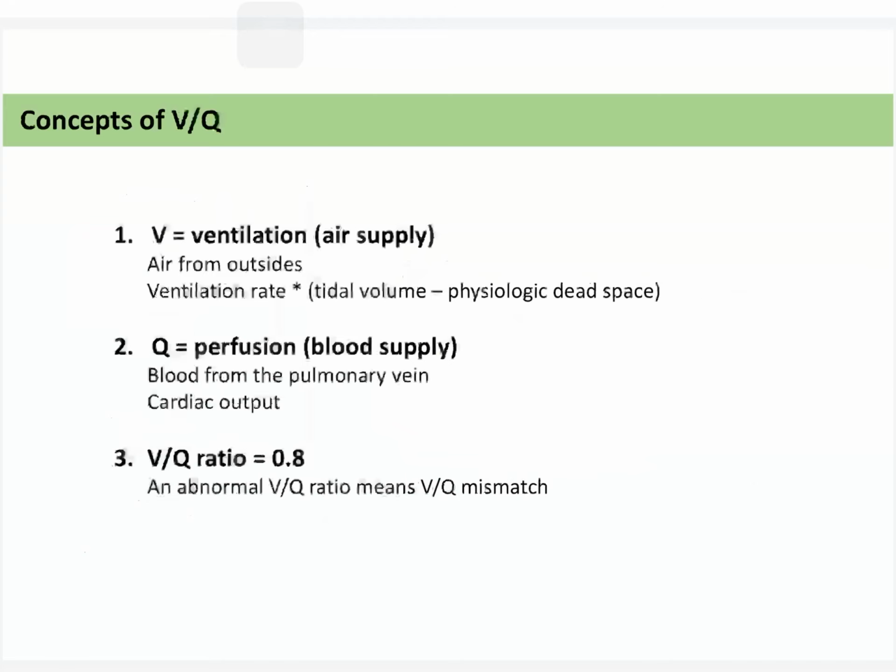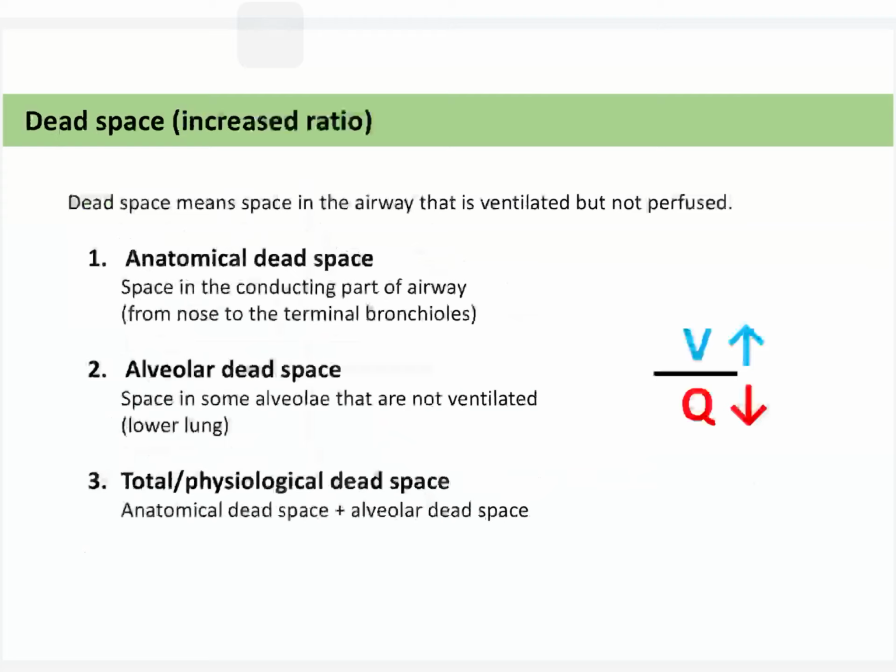And another very basic concept is the VQ ratio. V means ventilation, Q means perfusion, and the VQ ratio is normally around 0.8. Alright, so you already know the very basic concepts. Now let's look at the dead space.